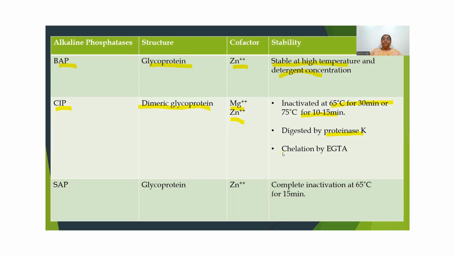CIP can also be inactivated by use of a chelating agent, EGTA. CIP requires the cofactors magnesium ions and zinc ions, so these zinc and magnesium ions can be chelated with the help of EGTA. Next is SAP, shrimp alkaline phosphatase. It is a glycoprotein requiring zinc as a cofactor, and it is completely inactivated at 65 degrees Celsius for 15 minutes.